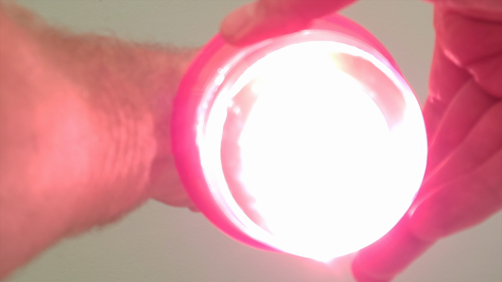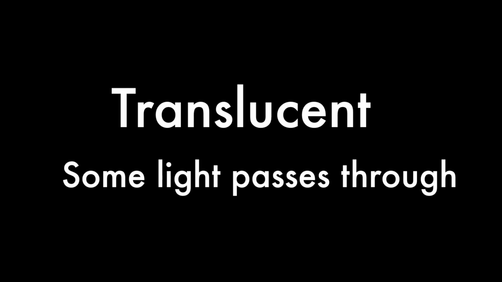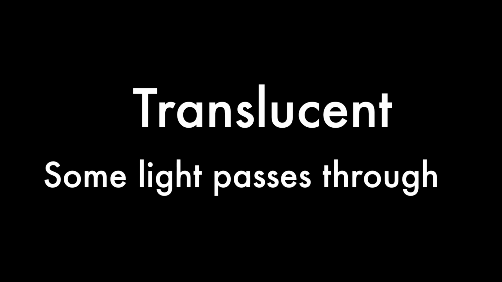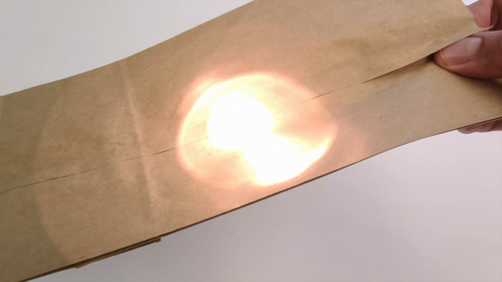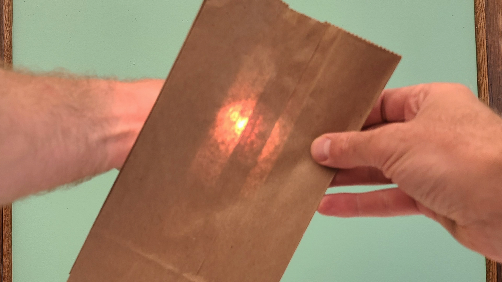Placing the cup between my line of sight and the light source shows me that this material lets most, if not all, of the light through. Other objects allow some light to pass through them, thus they are translucent. At first glance, the paper bag seems to be opaque. I'm not seeing any light on the table. However, this view does prove that the bag is translucent. Some of the light can be seen.